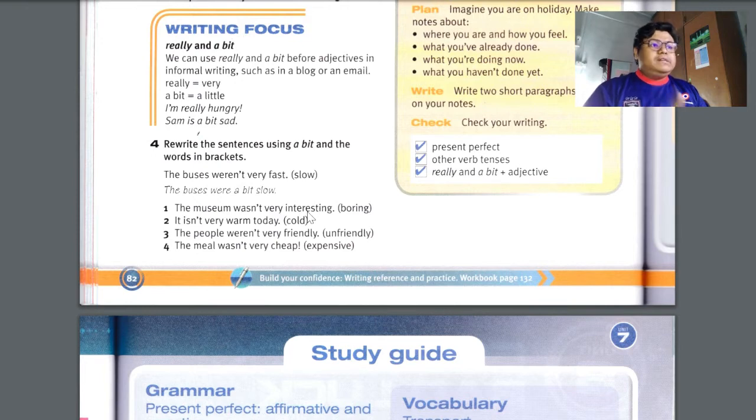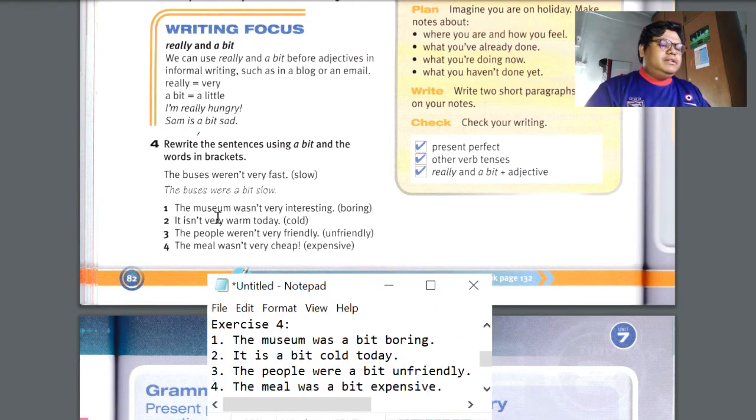You see, wasn't very. So it's not really boring lah. It's a little bit boring. So this is how we write it. The museum was a bit boring.